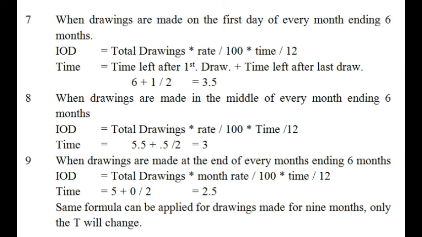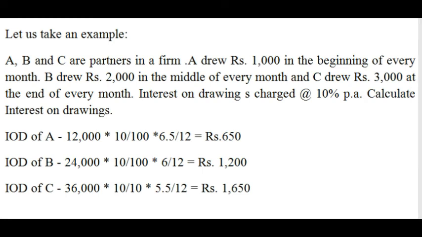In this question, remember to show the formula first, because in the board examination, half mark is awarded for the formula, half mark is for substituting the values, and half mark is for the correct answer. Let us take an example and see how interest on drawings is calculated. ABC are 3 partners. A drew 1000 in the beginning of every month, B drew 2000 in the middle of every month, C drew 3000 at the end of every month. Interest on drawings is charged at the rate of 10% per annum. You are asked to calculate interest on drawings.